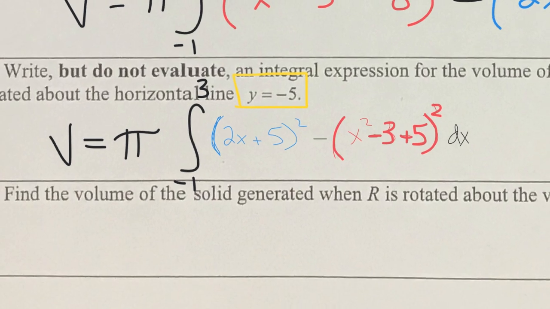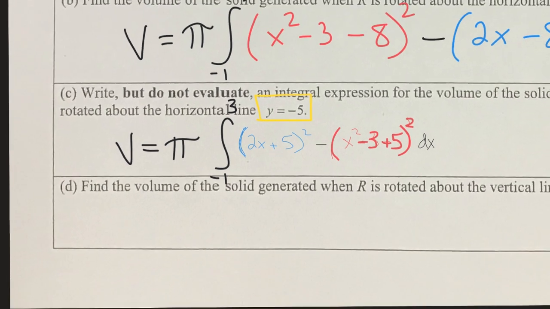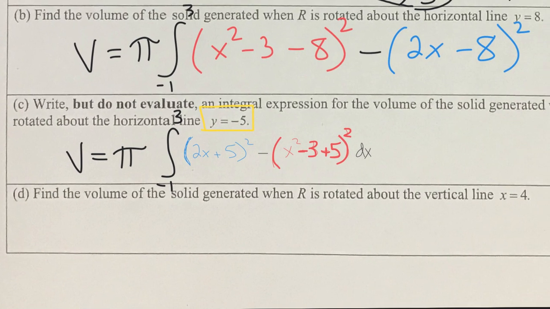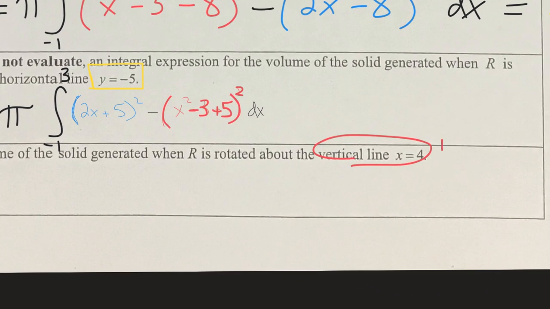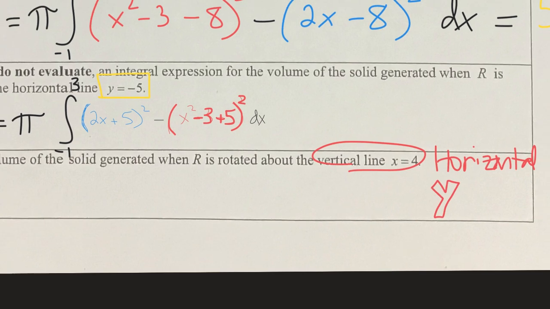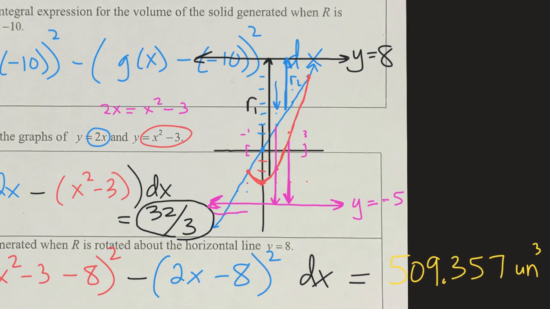Okay, so the third one here is probably the most difficult one. Find the volume when it's rotated around the vertical line. When we're rotating around the vertical line, we have a horizontal rotation. And when you do a horizontal rotation, everything needs to be in terms of y. Okay, everything needs to be in terms of y. So this is going to be your new line of rotation here. We have a horizontal rotation around that line.